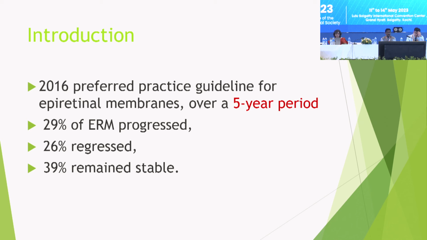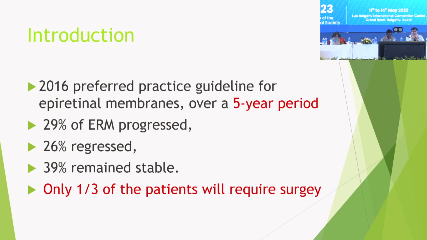In 2016, the preferred practice guidelines looked at epiretinal membrane over a period of 5 years. This is very important because 29% of the patients progressed, 26% regressed, and 39% remained stable. So the patients who were eligible for treatment were only one-third. So any patient who comes to you with decreased vision because of an epiretinal membrane, don't directly go in and advise surgery. Please observe for at least 2 to 3 months and then go ahead with treatment.